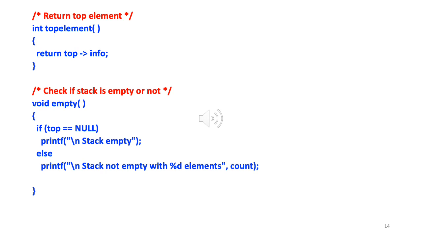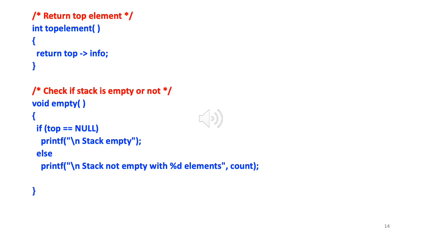At any point of time in the life cycle of a stack, we always have top pointing to the top node, right? So what we just need to do in this case is return the info part of that node, which we can access using top arrow info. So return top arrow info. Okay. It's an integer, so that's why it's int top element.